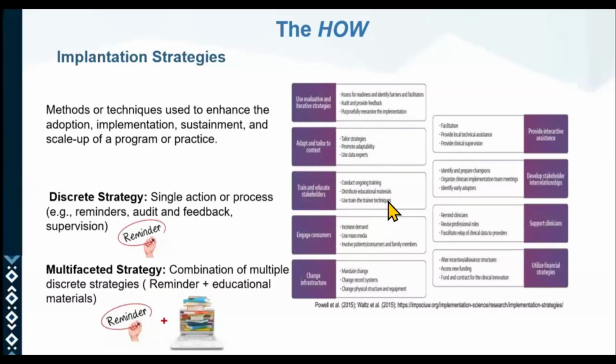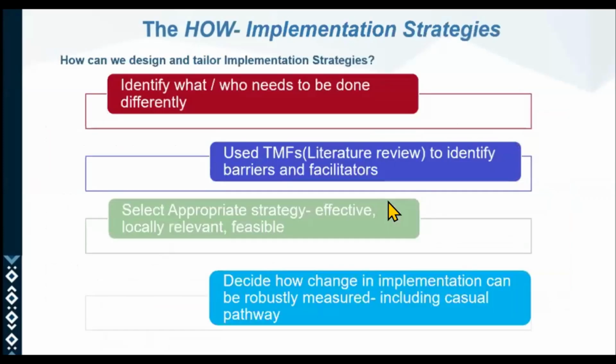73 implementation strategies. I know that sometimes it's inefficient to use just one implementation strategy. So you may be willing to use 2 or 3 or more, so far as it works for you in that context. So how can we design or tailor our implementation strategies?